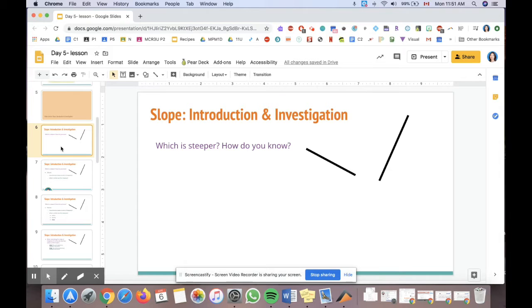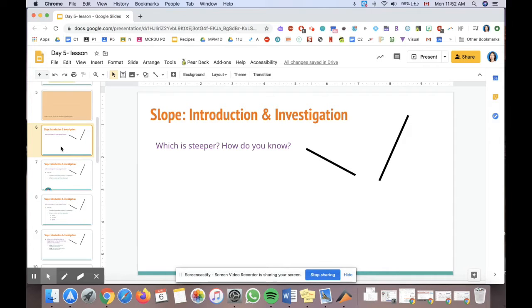So, introduction investigation: which is steeper and how do you know? For the two line segments that are given, which one is steeper, the one on the left or the one on the right? Think about it if you're imagining walking up or down this hill. Well, the one on the right is much steeper.